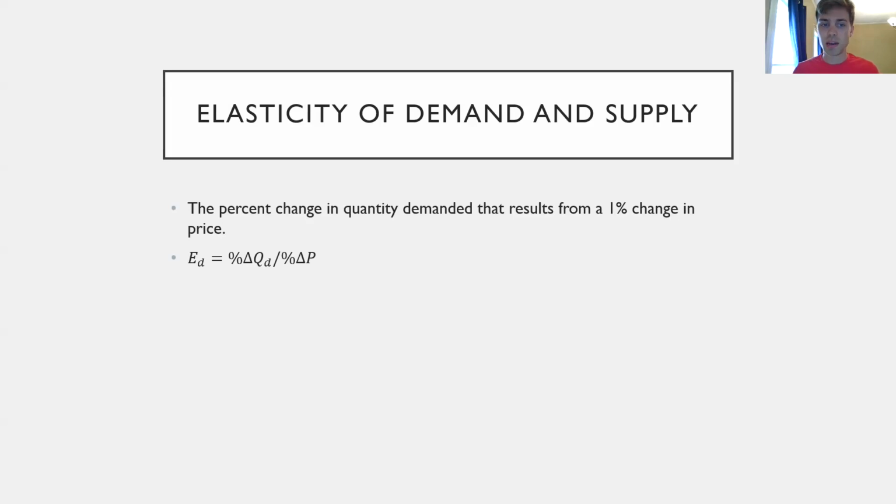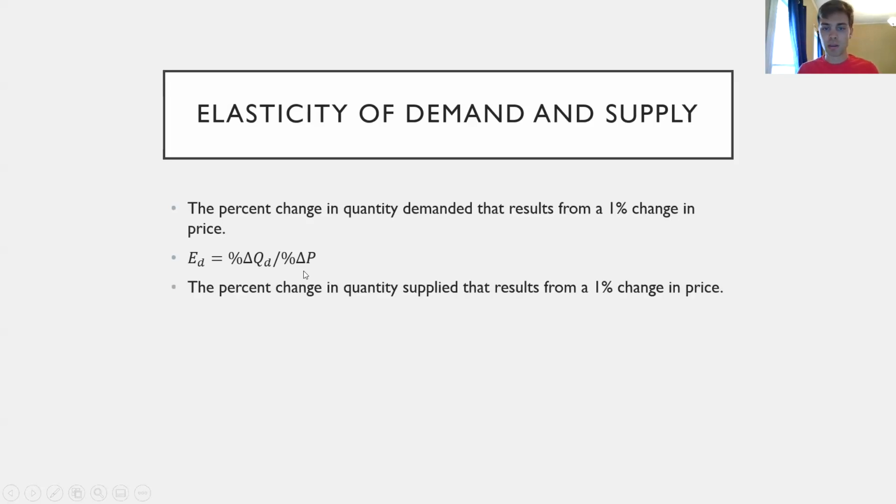So the elasticity of demand is equal to the percentage change in quantity demanded, QD, divided by the percentage change in price on the bottom. Similarly, for elasticity of supply, the percent change in quantity supplied that results from a 1% change in price is what we call elasticity of supply. It can be written in basically the same form as the elasticity of demand, except we're substituting quantity supplied for quantity demanded.